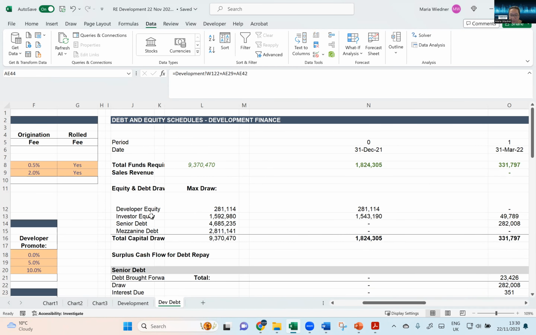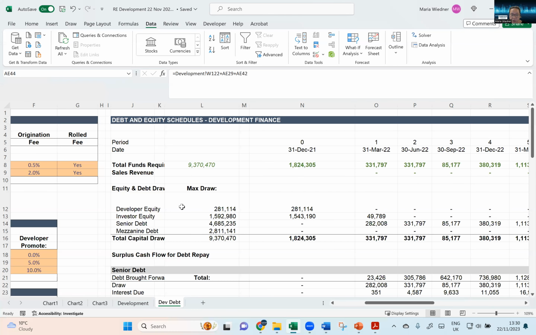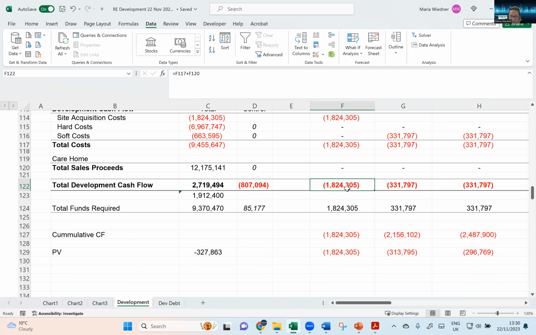Normally what happens in development is that you have what we call equity first drawdowns, because the developer's equity needs to be put in first. We have senior and mezzanine debt, and normally you take out the senior for the land, but here Hama is telling us that he doesn't have land borrowing. It's 100% equity, so therefore all your senior debt is going to be for construction.